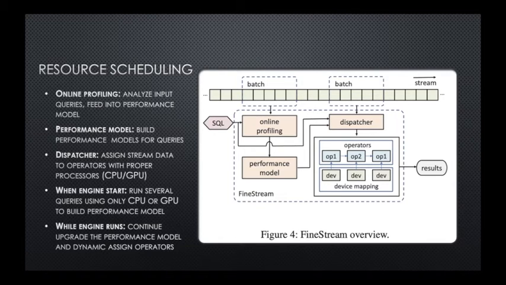To summarize, when the engine starts, it first processes several batches using only the CPU or GPU independently to get the performance information. Based on this, it builds a performance model for the CPU and the GPU, and after the performance model is built, the dispatcher starts to dispatch based on the performance model.